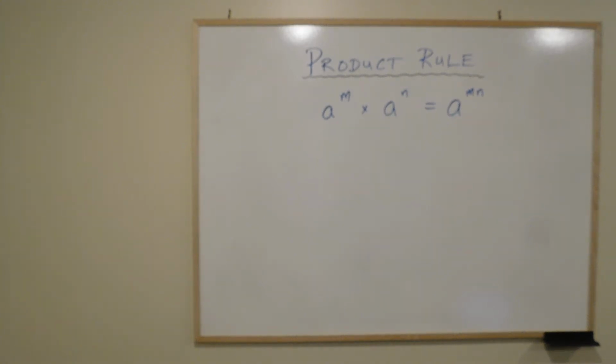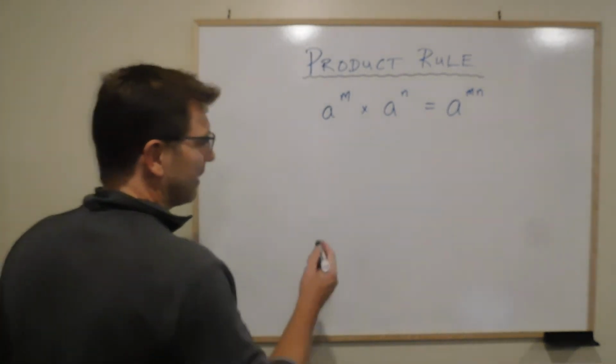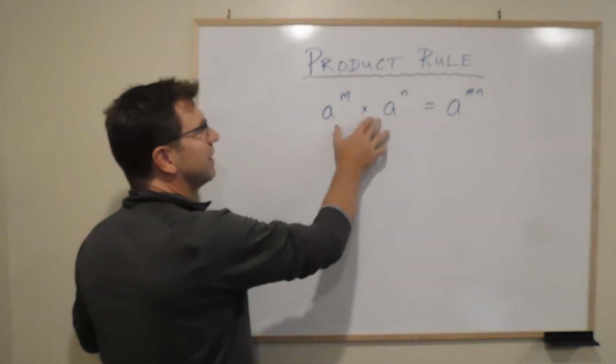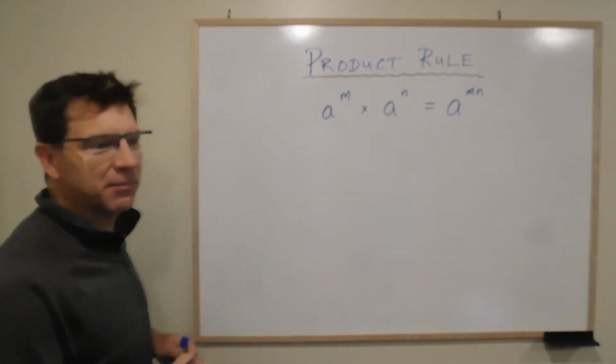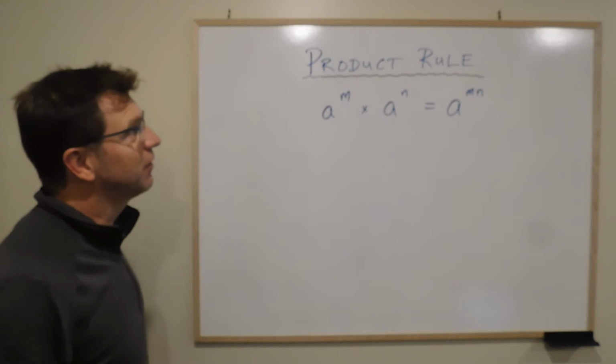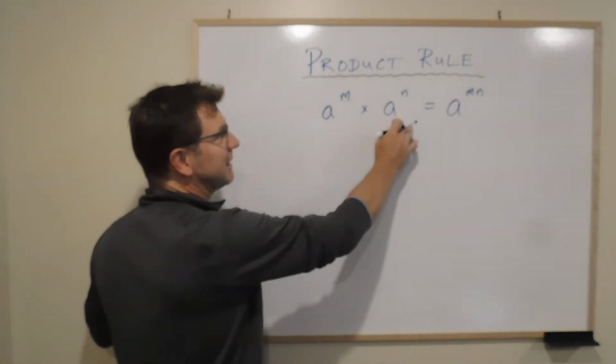Okay, we're going to look at the product rule. The product rule applies when you are multiplying two bases that are the same. And the key is this rule can only be applied when this base is the same as this base.